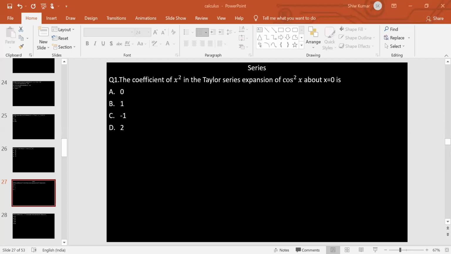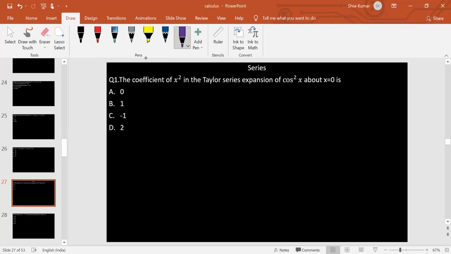Now look here. We have some questions, and these all are GATE questions. We'll discuss the questions, and we will explain them very well here, and you will understand better. See, they have given: the coefficient of x square in the Taylor series expansion of cos square x about x equal to 0. X equal to 0 means it's a Maclaurin series. So the x square coefficient is being asked.